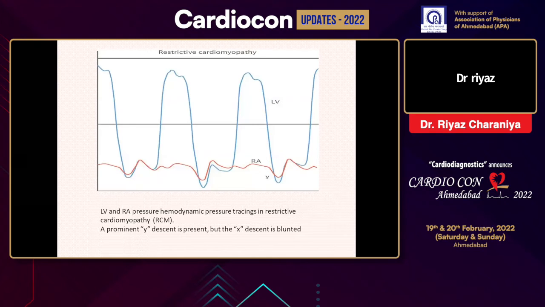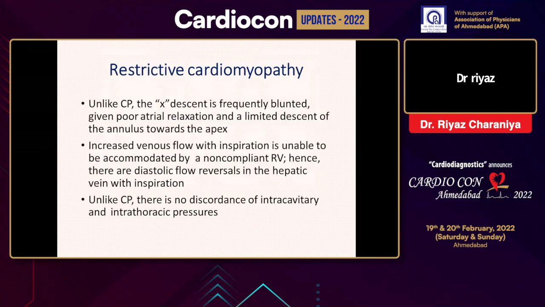So here you can see the tracing. There is a prominent Y descent, but the X descent is blunted because the ventricular longitudinal contraction here is blunted because the myocardium is involved. Also, the atrial muscle may also be involved in restrictive cardiomyopathy, and hence the X descent is blunted. Now, this is one of the chief differences between the two.